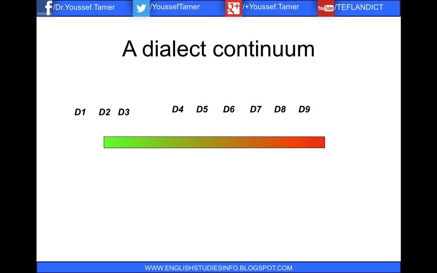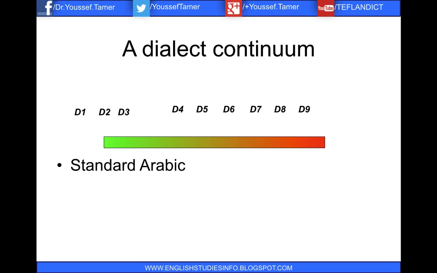And this one is called dialectal continuum. It's somehow related to the criterion of mutual intelligibility. Let me give you the following as an example. What is it?